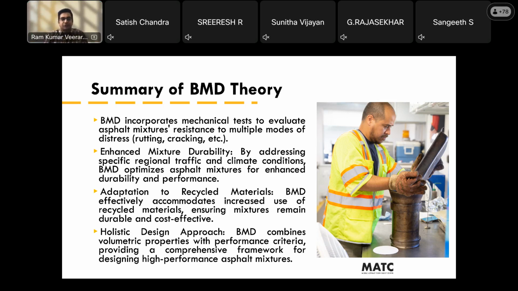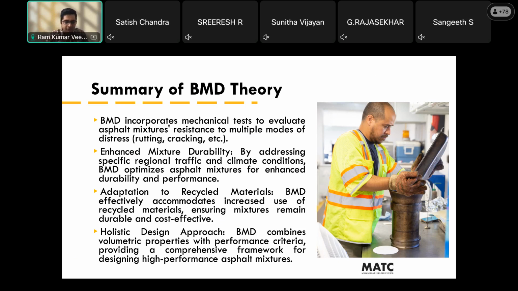So just to summarize whatever I've been covering up to now. BMD, as I mentioned before, incorporates mechanical performance tests to evaluate asphalt mixtures' resistance to multiple modes of distress like cracking and rutting, and evaluate their performance in real world conditions. By addressing specific regional traffic and climatic conditions, BMD optimizes asphalt mixtures for enhanced durability and performance. So this tailored approach ensures that mixtures are suited for their specific environments.